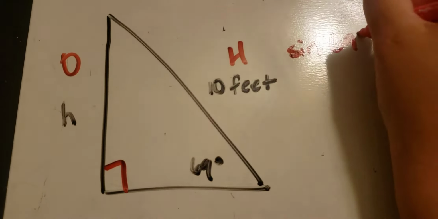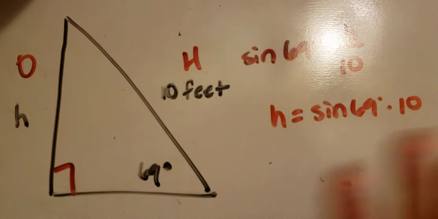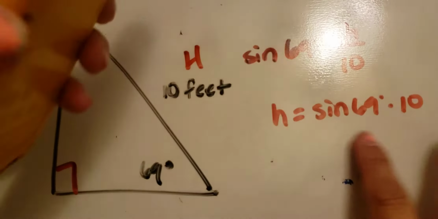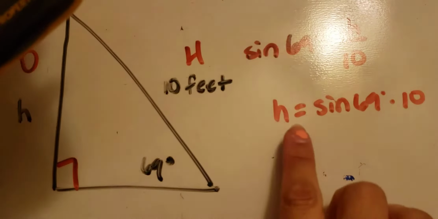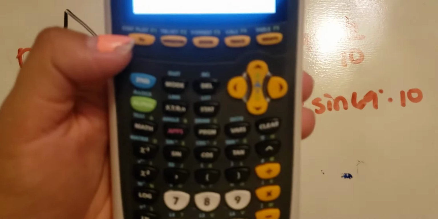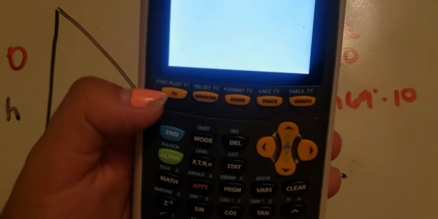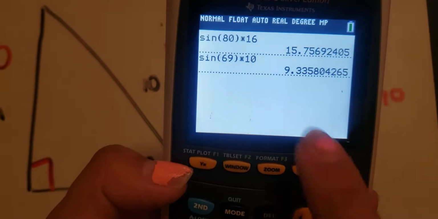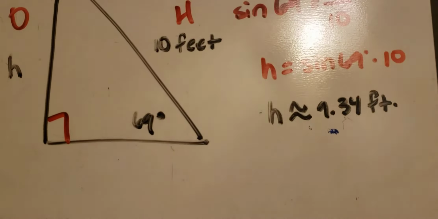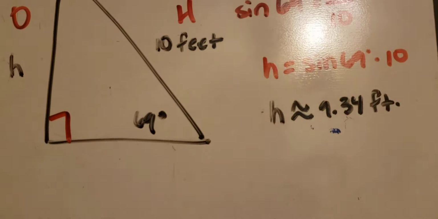Okay, although you can solve for sine of 69, I don't do it. I just plug everything in the calculator. I go ahead and just let the calculator do the work for me, although I isolate h every time. So sine of 69 times 10 should give you approximately 9.34. Okay, so h is approximately 9.34 feet. Okay, and that's it. All right, so now we're going to move on to example 3.